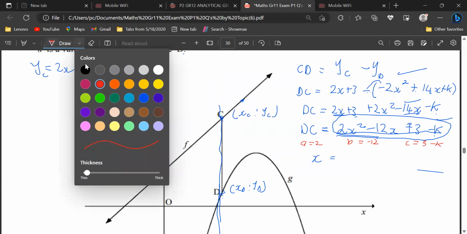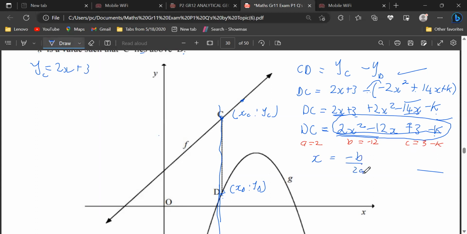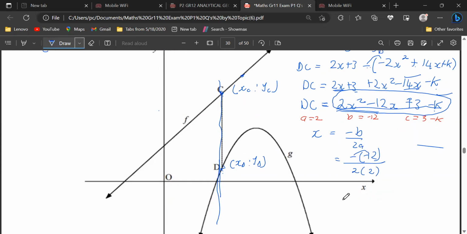Okay, now let's finish this. We're going to have minus B all over 2A. We know what this is. This is going to be minus open bracket, minus 12, all over 2 multiplied by 2. If you type this in your calculator, negative and negative is going to give you positive. It's going to give us positive 3 again. And then we get 3.